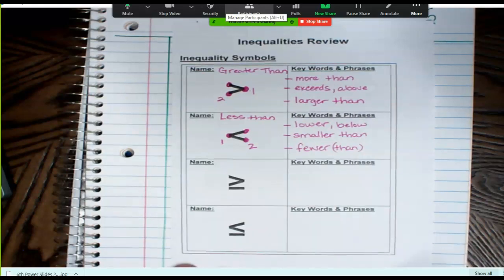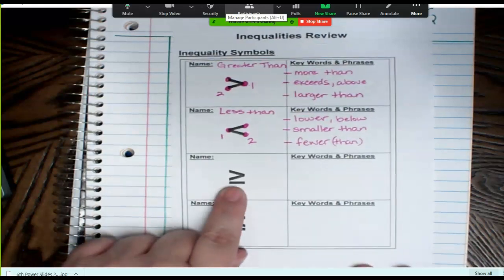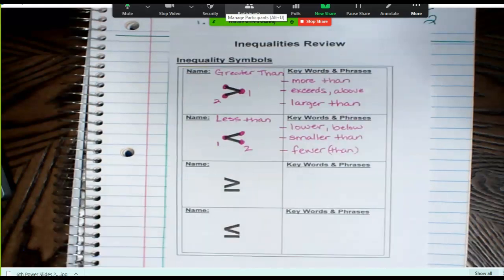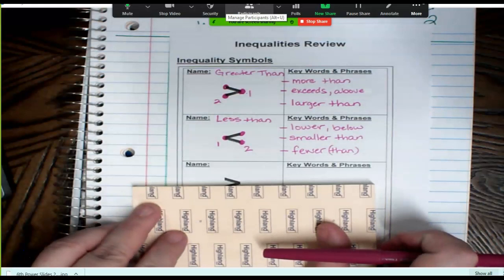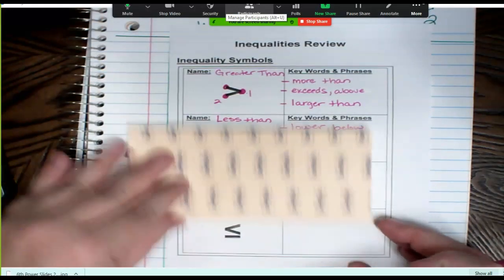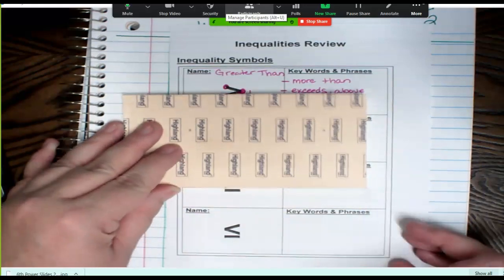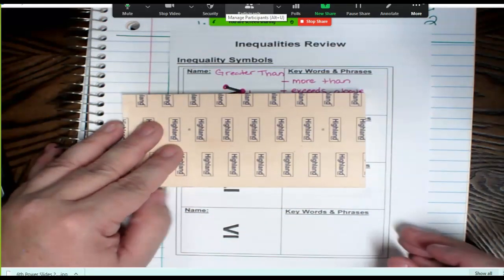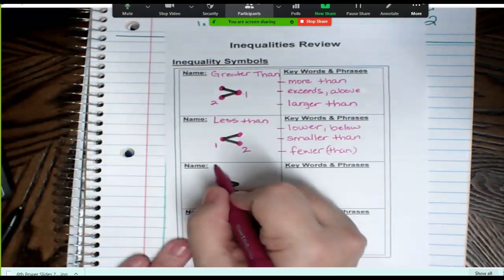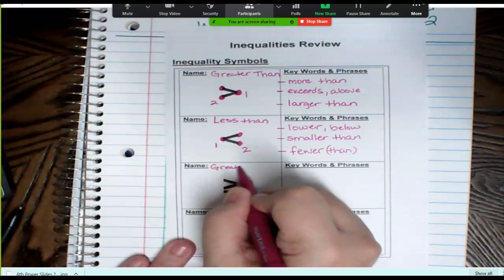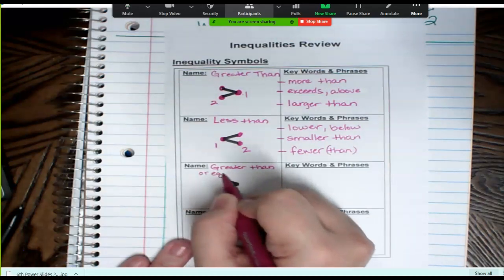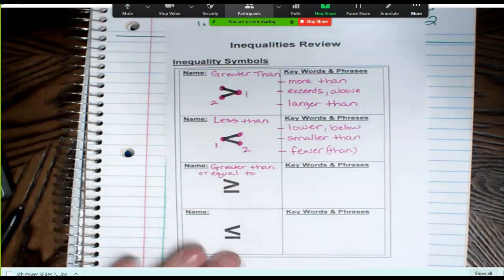Now we have this big symbol here. What do you think this one's called? Greater than or equal to. When I look at the symbol, right there, this part, that's my greater than symbol. And then if I move it up, this line right here is just the bottom line of an equal sign. So I have to combine those two: greater than or equal to.